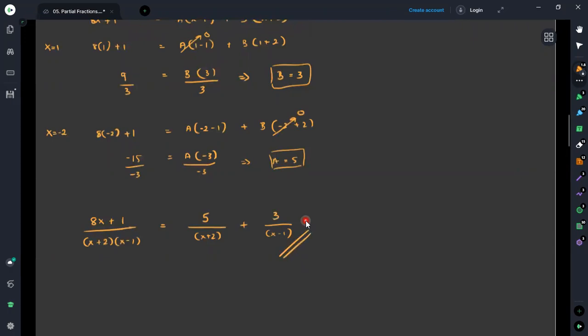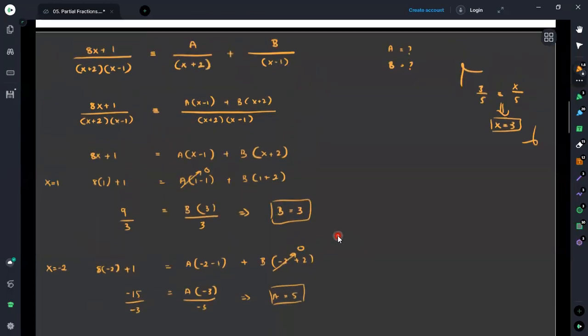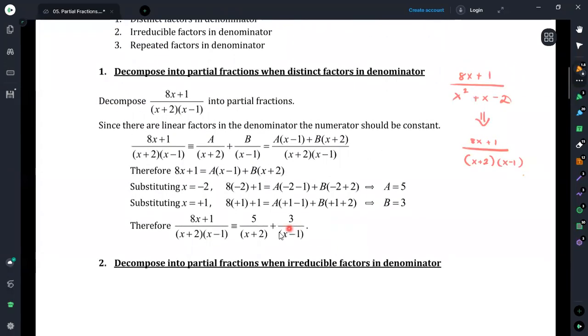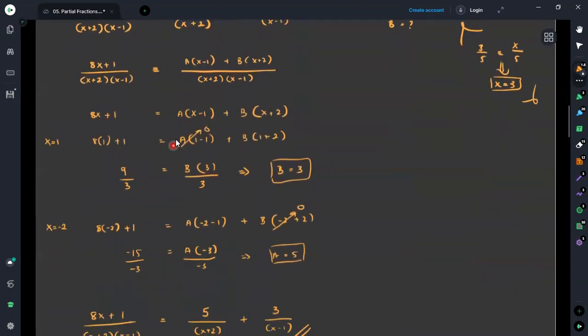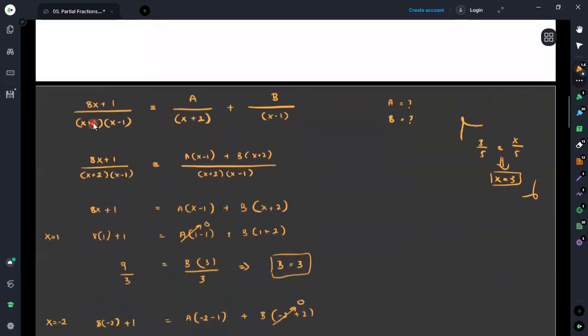Now we can see that we have decomposed this 8x plus 1 over x plus 2 into x minus 1 into partial fractions. Now if you look at these partial fractions, we can see that these cannot be simplified any further. This is the way of decomposing into partial fractions if we have distinct factors in the denominator. Here we have distinct factors in the denominator.